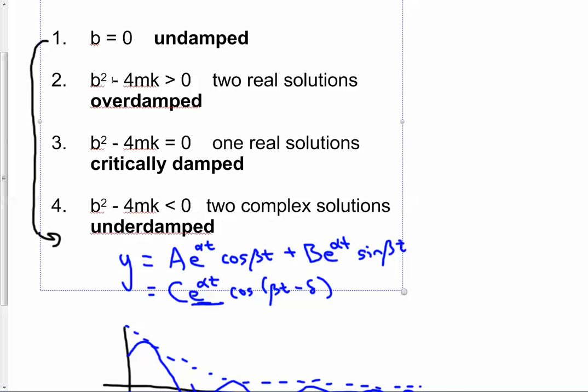And I apologize, I keep fixing the typo on each page. I had b greater than 0 in the overdamped case, but every time it should have been b squared minus 4mk is greater than 0. b would always be greater than 0 in all cases, but it's b squared minus 4mk which is the important quantity. So I hope I fixed that on each page there. Yeah, b squared minus 4mk is the critical thing in each of these cases to look at. Okay.